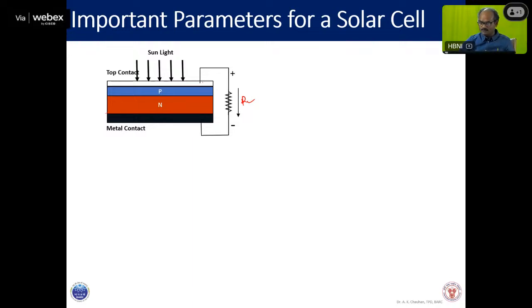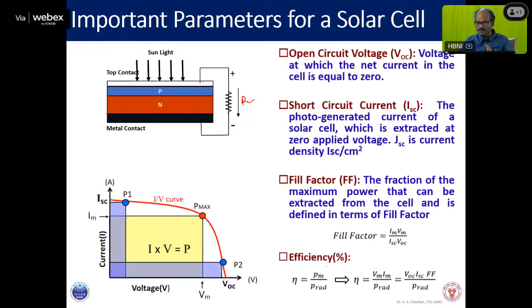Whenever you see a solar cell, these are the terms you should come across, and you should know the meaning of these terms. So the first thing is the open circuit voltage. Open circuit, as the name itself signifies, means the circuit is open. So that means we just remove this resistance. Nothing is connected. So this wire is open, and this wire is also open.